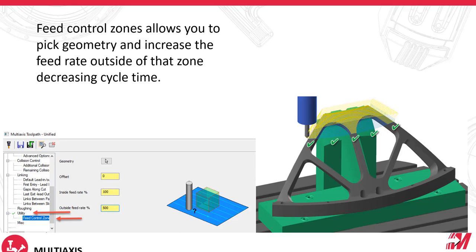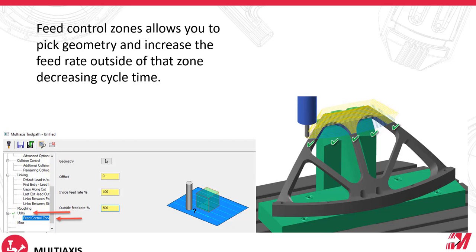Feed control zones. Now they allow you to pick geometry and increase the feed rate outside of that zone, hugely decreasing cycle time. So in the unified toolpath, as we're seeing on the screen here, under the utility, there will be a feed control zone. And in the geometry selection there, you select what you want to be the inside feed rate. And then you have an outside feed rate, which is anything outside of there.